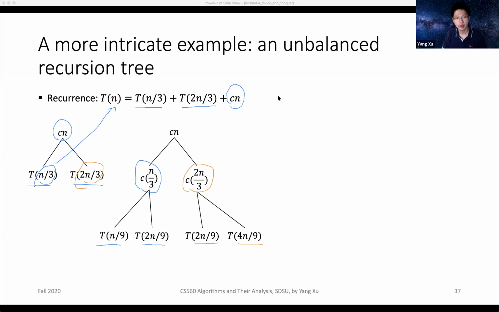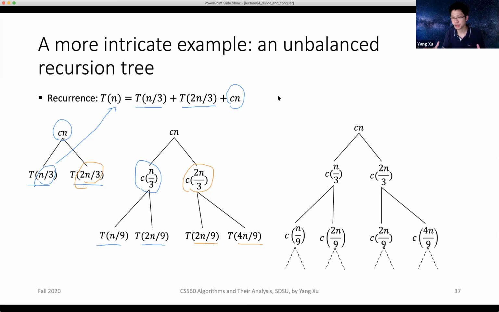Okay, and we can do further splits. As you may already notice, the values in each level are not evenly distributed. They are not even distributions. So that means some subproblems, some branches, will reach the smallest case first, right? While some other branches on the right will hit the smallest case later.